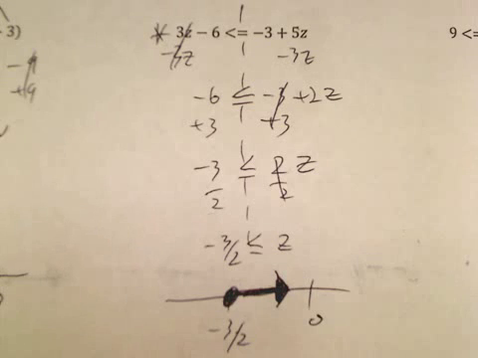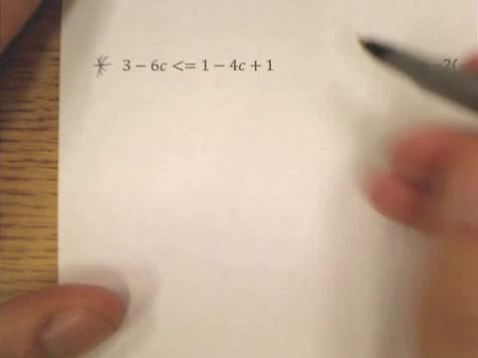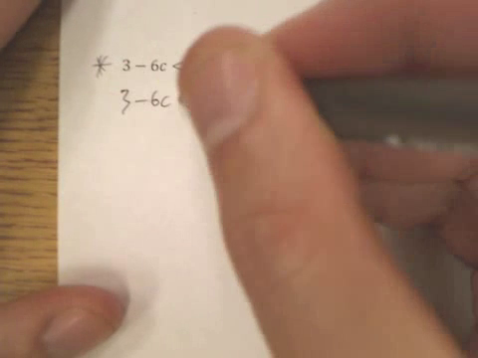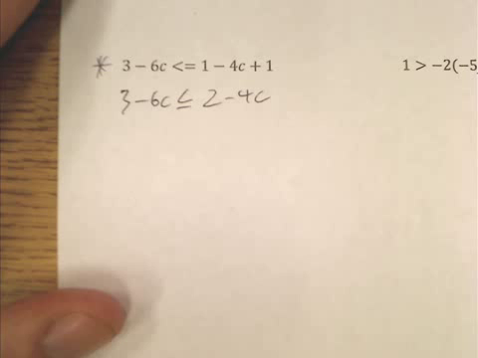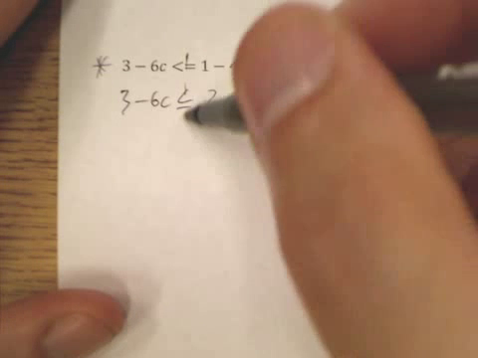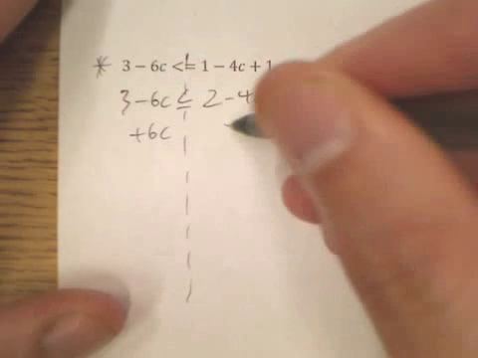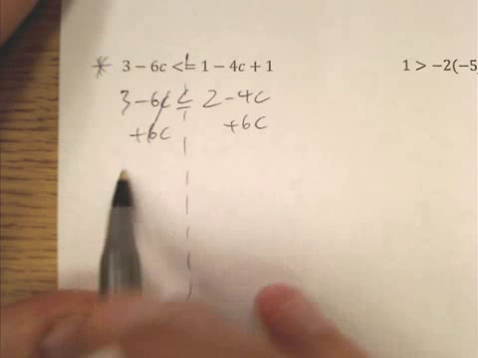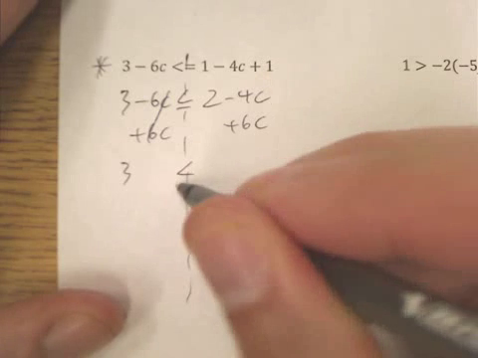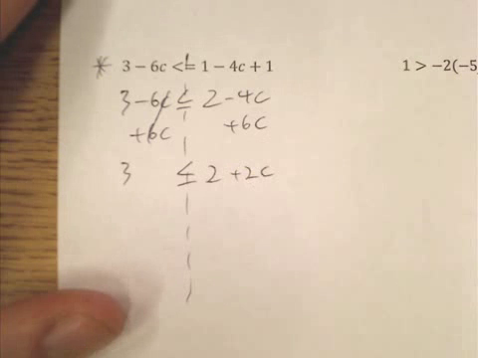I'm going to do the last one on the left on the page. Okay, there's a couple things to do here to start, right? You have 3 minus 6z less than or equal to... You have 1 plus 1, that gives you 2. And then you have a letter on both sides. Let's go plus 6c. And what's that going to leave me with? You got 3 less than or equal to -4 plus 6, which is plus 2c.